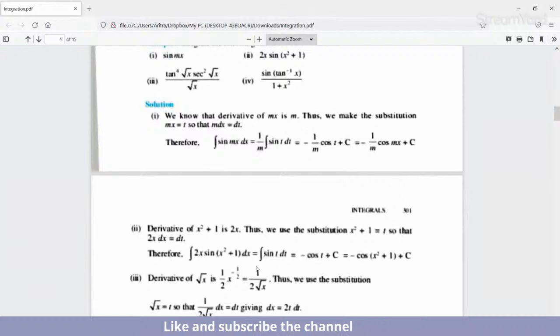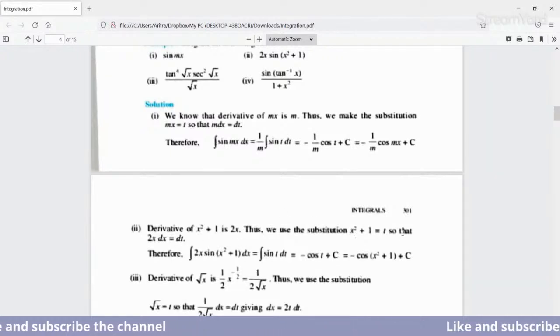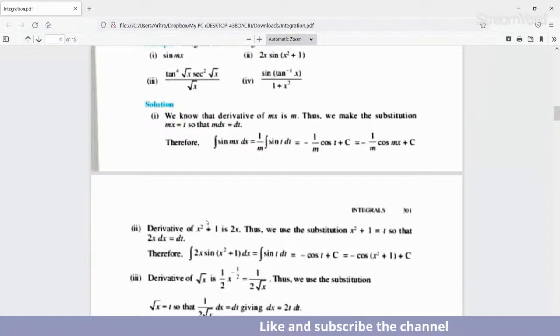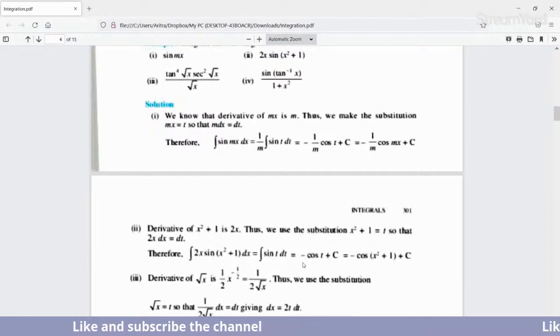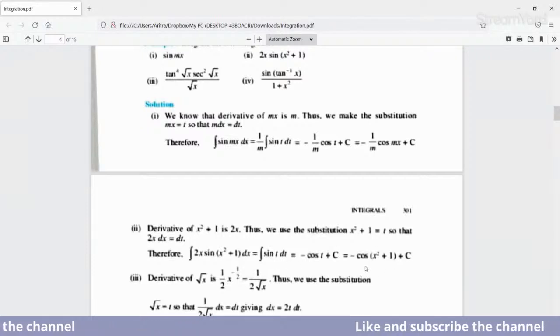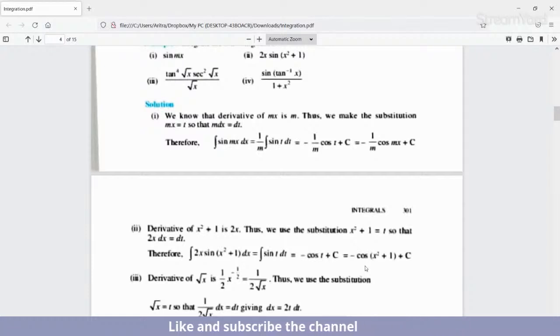So see, they have done just the same. x square plus 1 is equal to t. Here 2x dx is giving dt. It's getting adjusted, but the question itself is not changing. Now the integration of sine t dt, and the integration of sine t is minus cos t, and finally in the answer they are replacing the t: minus cos(x square plus 1) plus c. Job done.